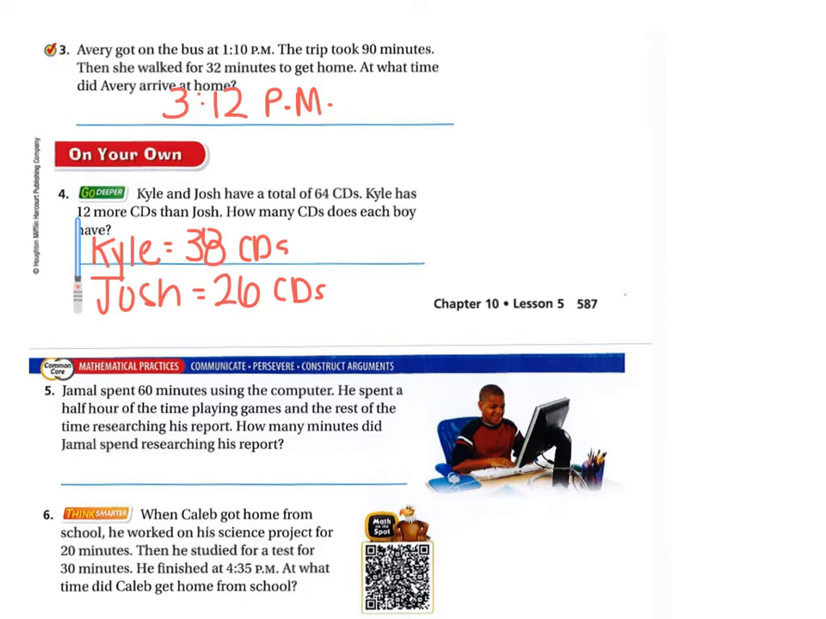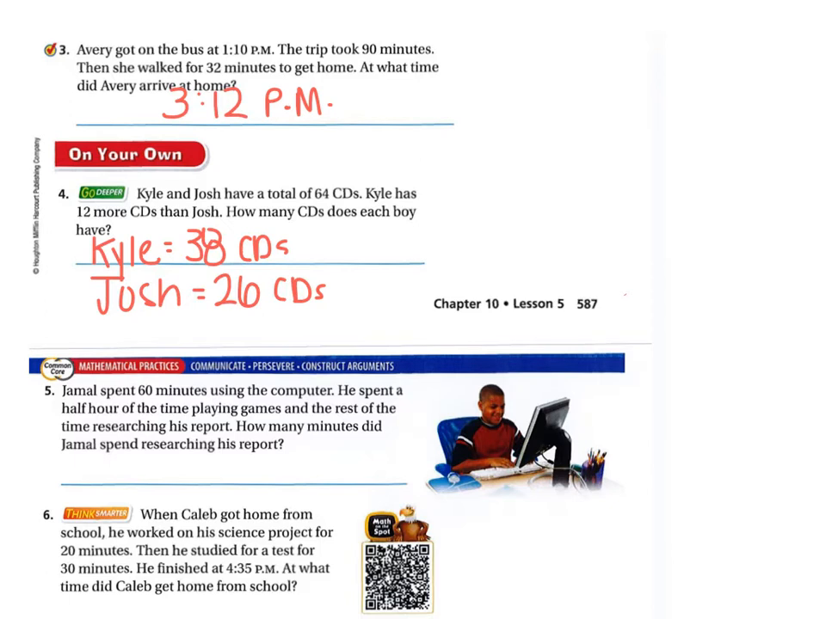He has 12 more CDs than Josh. So I know 32 would be the answer if they had the same number. However, that's not it. So I want to guess from there. I know that Kyle's going to have more than 32. Josh is going to have less than 32.